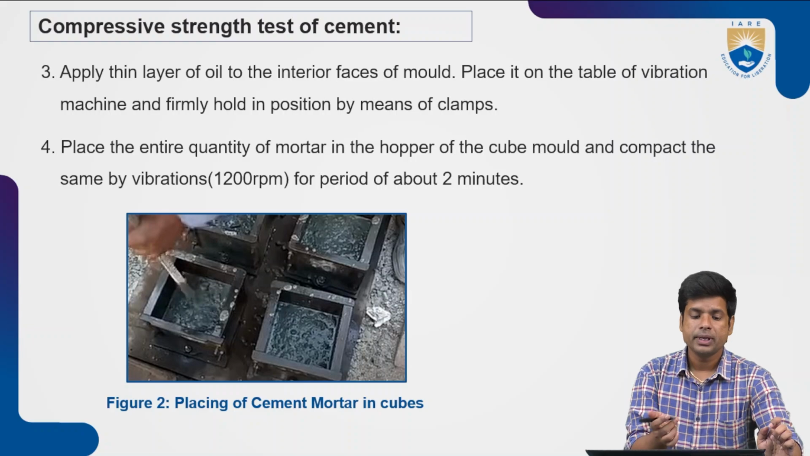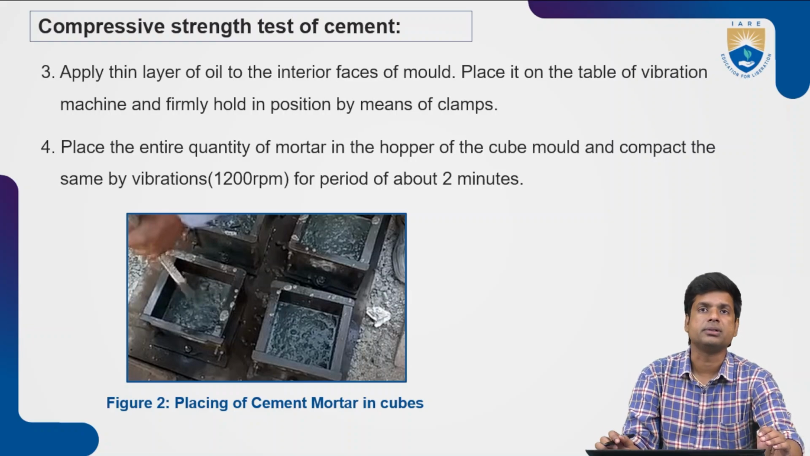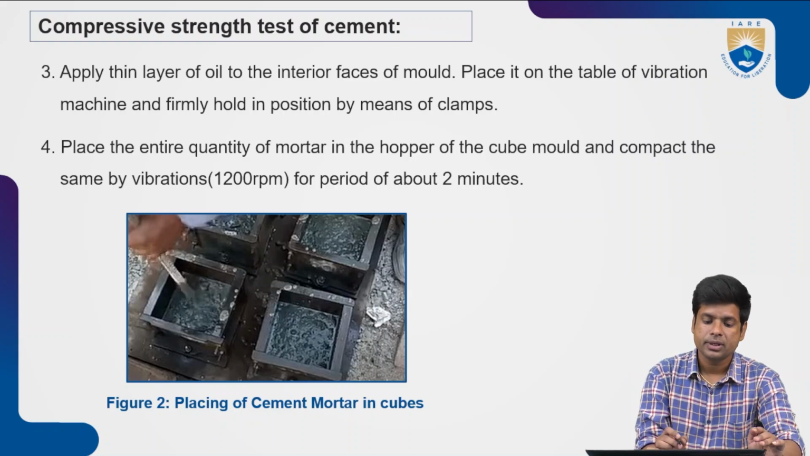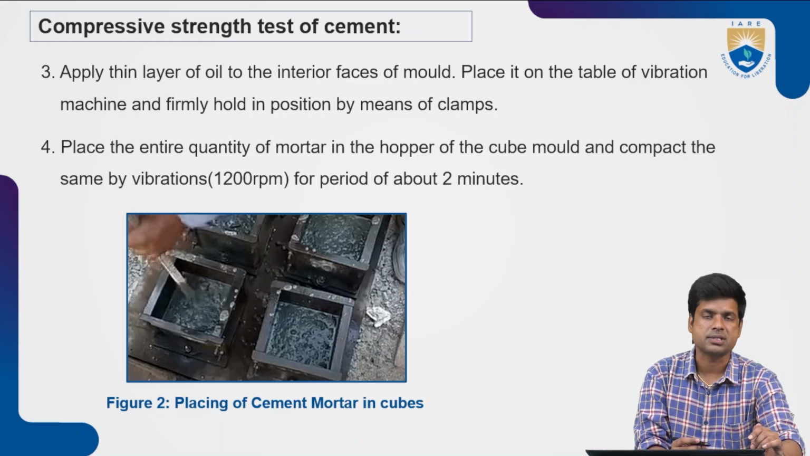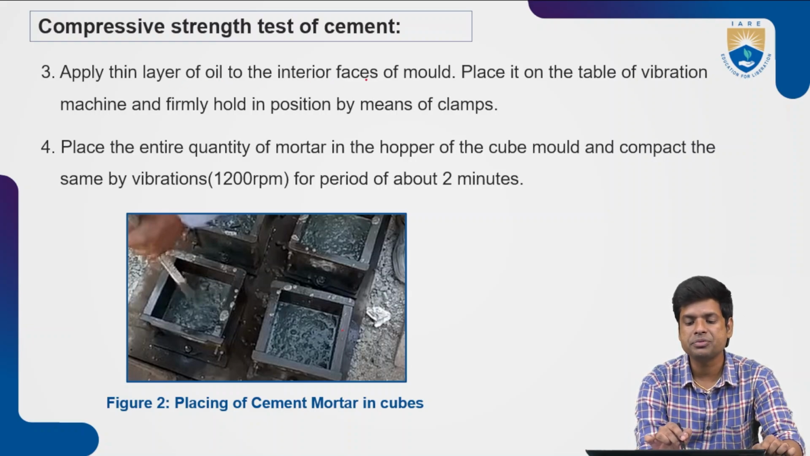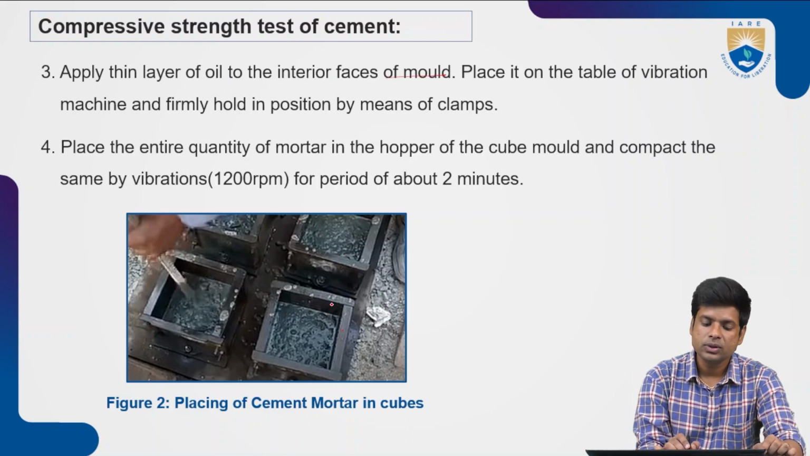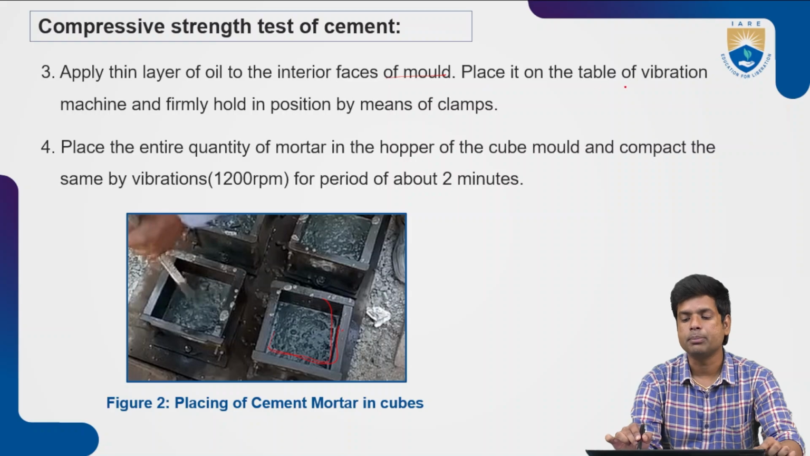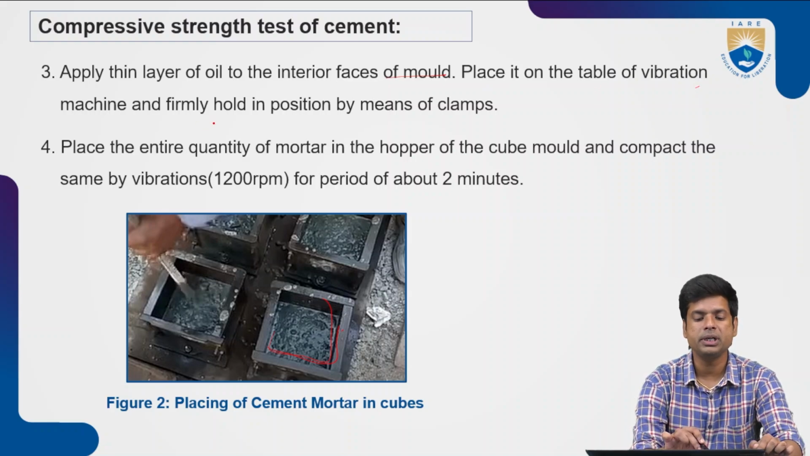So now, after mixing this cement and fine aggregate with water, or even before mixing the cement or sand, take the cement cube mold and apply a thin layer of oil to the interior faces of the mold. Before pouring the cement mortar, apply the oil or grease on the interior faces of the mold, place it on the table of the vibration machine, and firmly hold it in position by means of clamps.